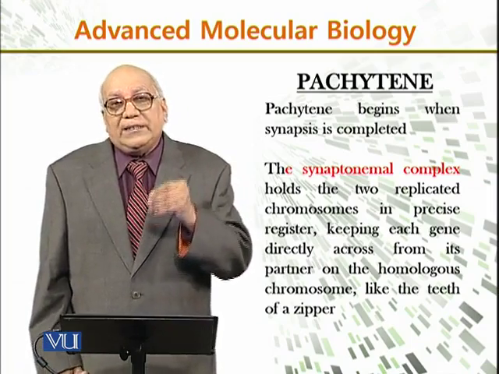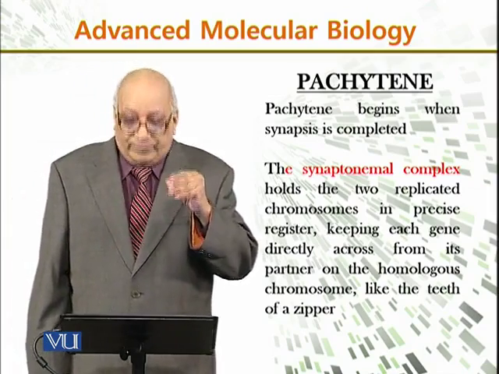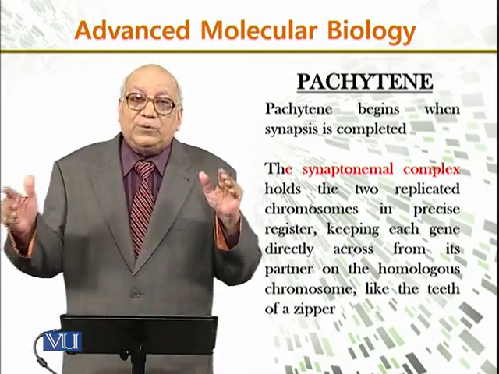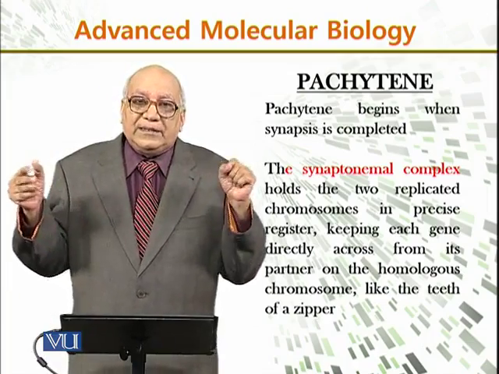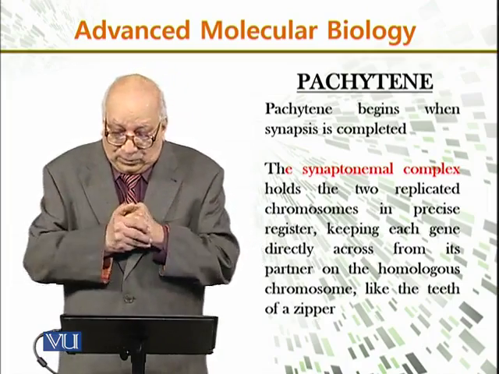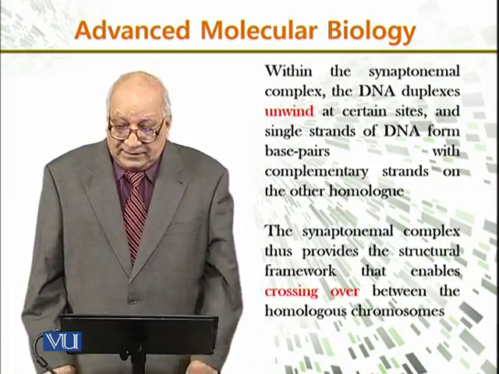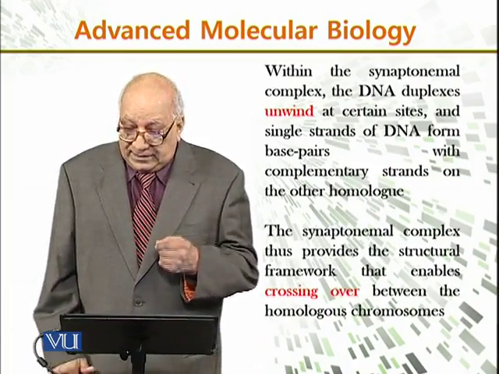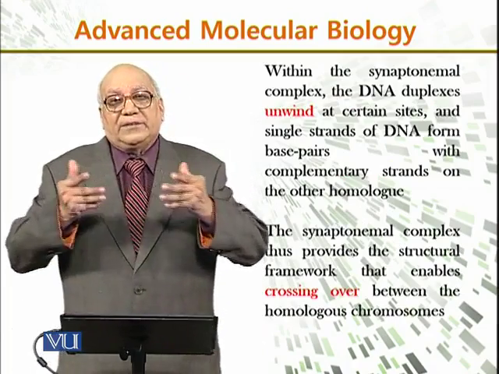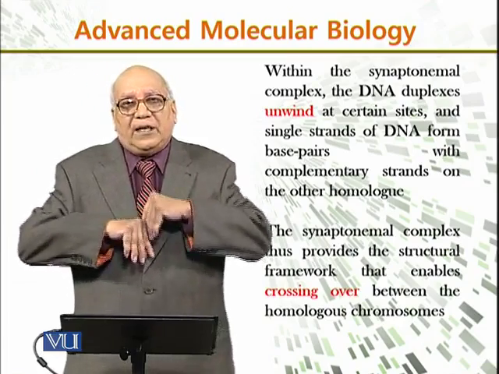जब synopsis जो है ये complete हो जाए तो उसके बाद morphological change is the pachytene, and the synaptonemal complex holds the two replicated, जो के दो replicated chromosomes हैं जो replicate हुए हैं उनको closely together रखती है. Then within the synaptonemal complex the DNA duplex unwinds. DNA जो है ये एक wound structure है, but then it unwinds.